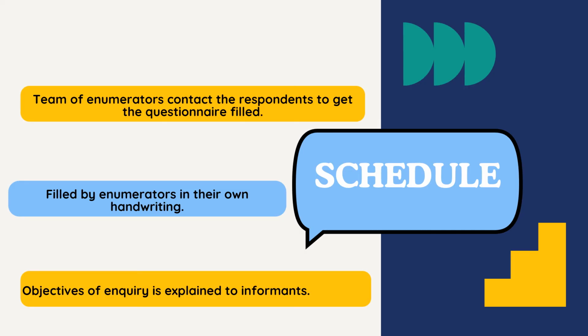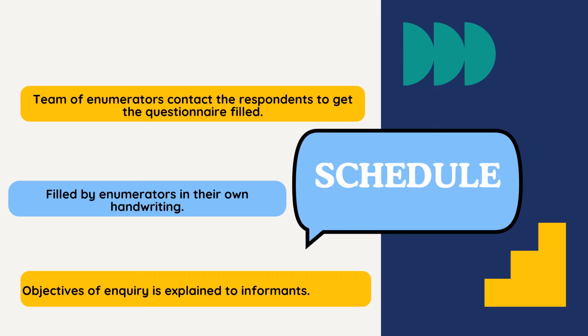Also, the objective of the inquiry is explained to the informant. When you have a mediator between yourself, then you can ask any question, you can ask for any information. Why are you making this study? What is the objective of the study? How is this data going to be used? And the enumerator has to answer all these questions and ask the questions accordingly and get the answer filled in his own handwriting, which is asked by the enumerator and answer is provided by the informants.